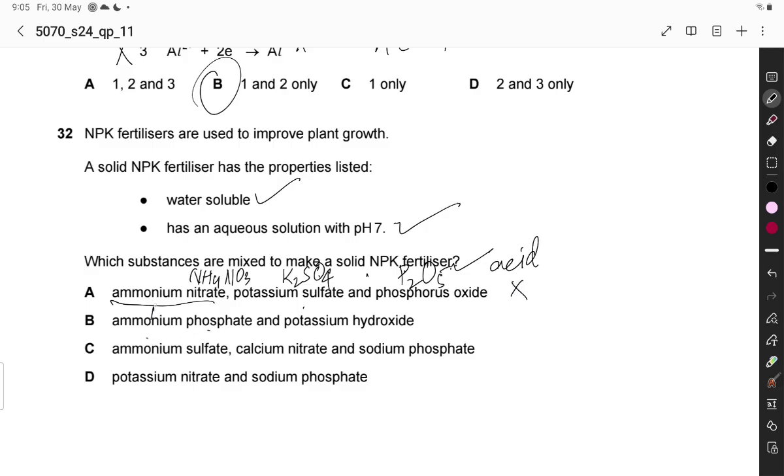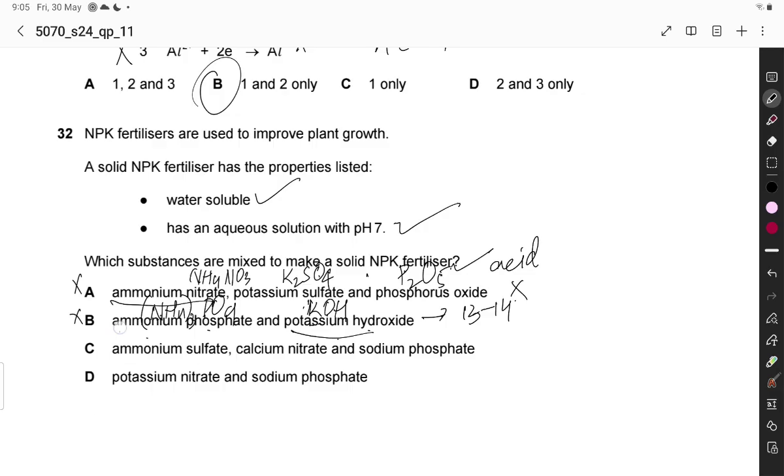Ammonium phosphate, (NH4)3PO4, phosphorus and nitrogen present, potassium hydroxide. So this is also incorrect because with potassium hydroxide its pH cannot be 7, its pH is around 12, 13, 14, because potassium hydroxide is a strong alkaline solution when it becomes aqueous.